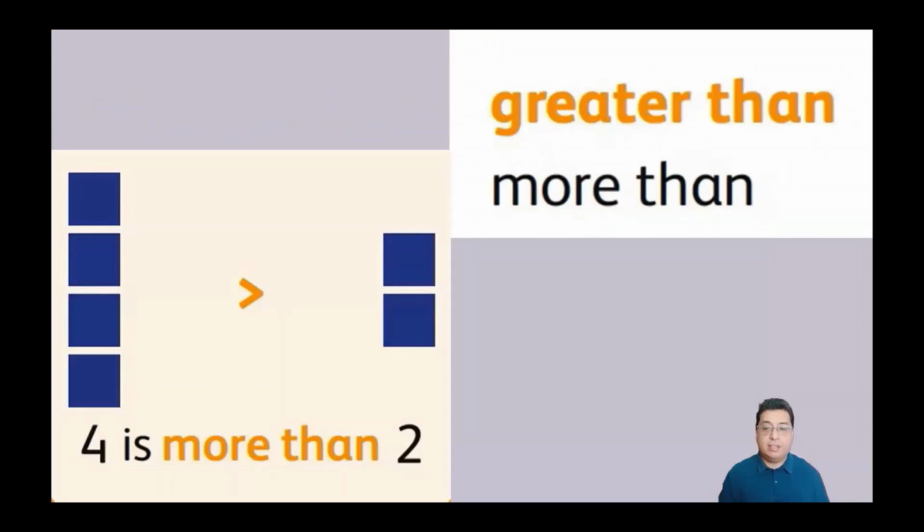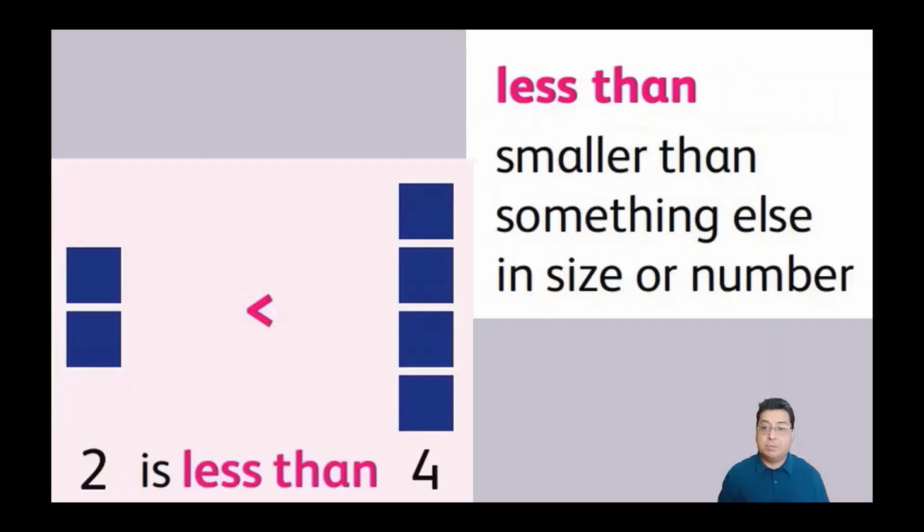Greater than is more than. And I've got this visual here with these base 10 blocks. 4 is more than 2. And you look at the sign here, it's going towards the bigger amount. Less than, smaller than something else in size or number. So for this example, I've got 2 is less than 4, and as you can see, the symbol here is going away from the 2 and it's going towards the 4.